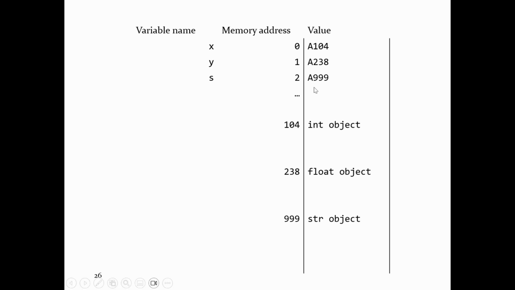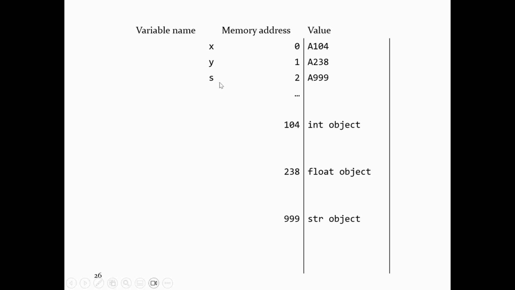When you write y equals 1.0, you get a variable y, and you don't store the value 1.0 beside y. Instead, you store a reference. The memory address is a reference to a float object. And inside that float object, there's some information about its value, namely it's 1.0.